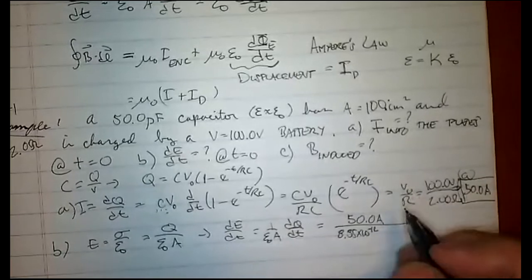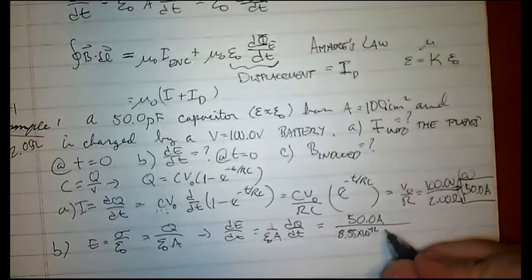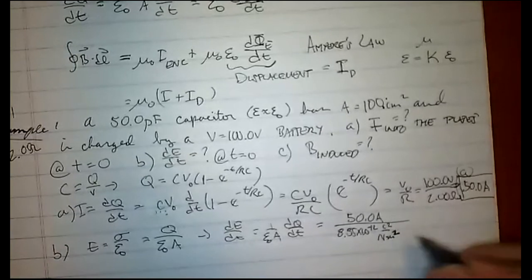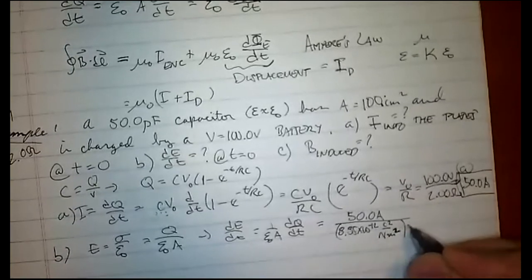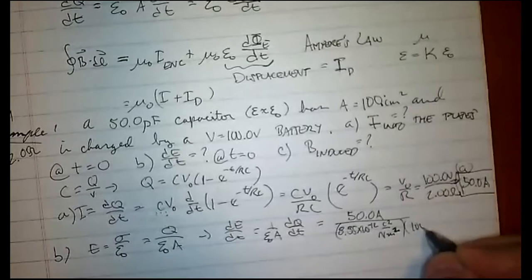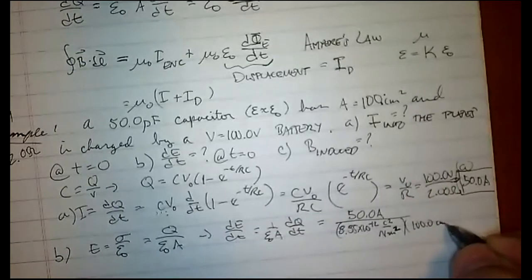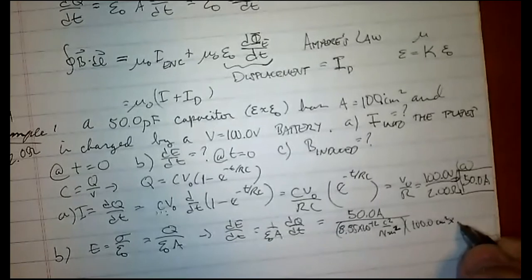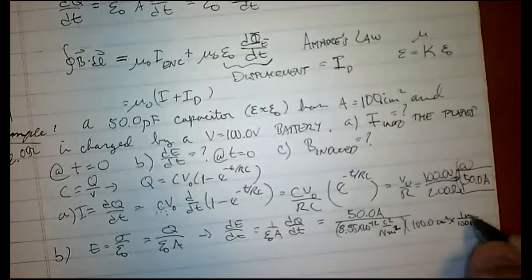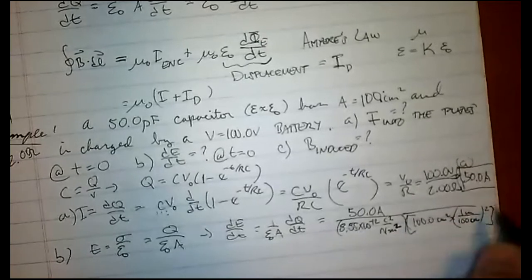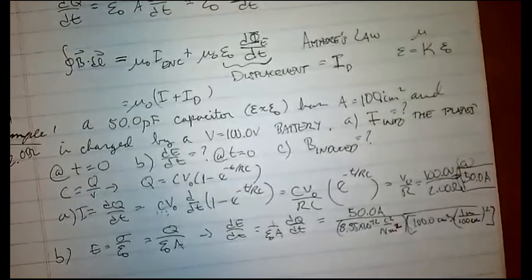And remember, that actually had units of coulombs squared per Newton meters squared, which you could also do in terms of volts, but either way, it's good enough. And then the area is 100, and that's centimeters squared. So I have to say 100 centimeters is equal to 1 meter, but I have to square that to make it work to the proper number, because it's centimeters times centimeters.